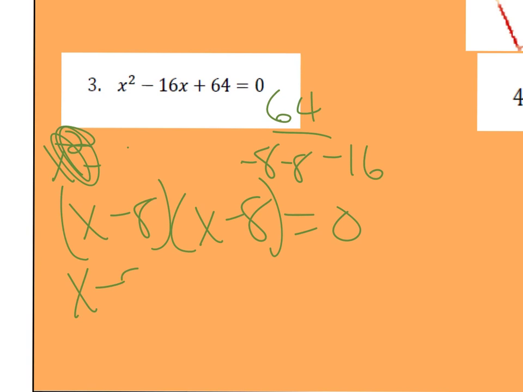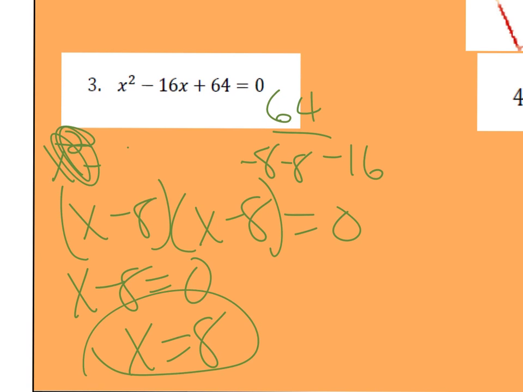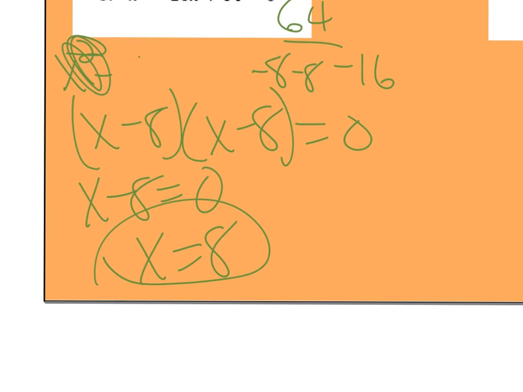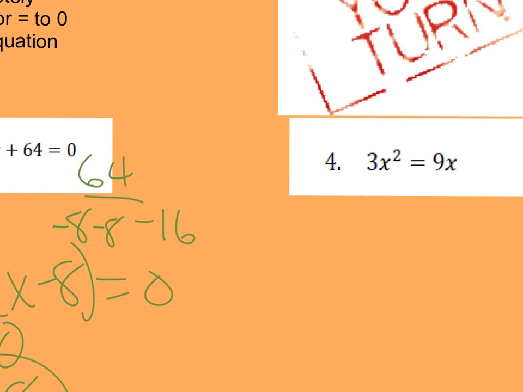So set each part equal to 0, which is the same thing. X equals 8. So what that means on a graph is where x equals 8, 7, 8, out here, my graph is just going to touch the line. It's not going to cross the line. So that's all it's going to do.